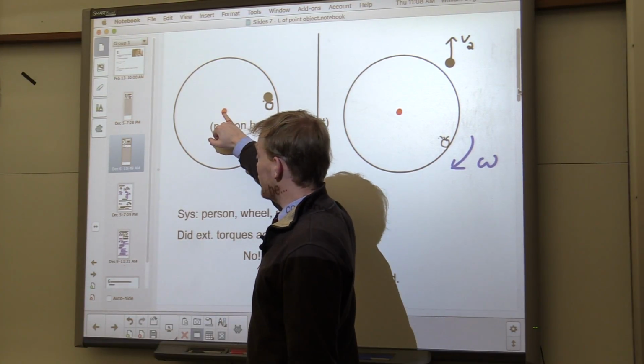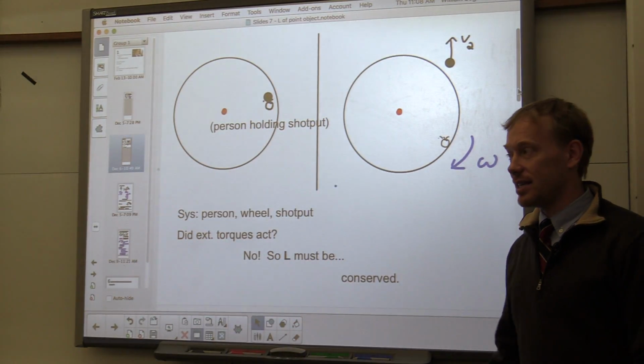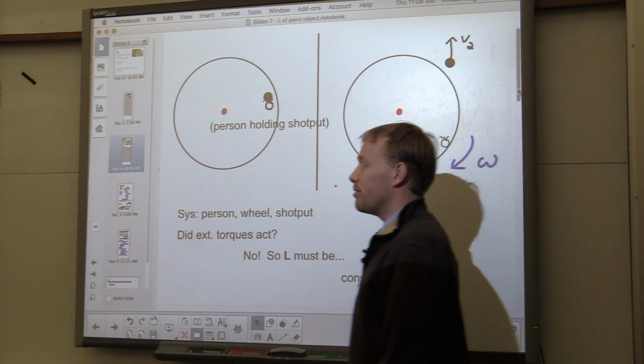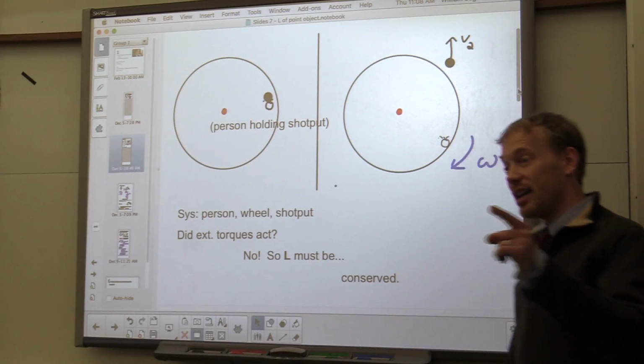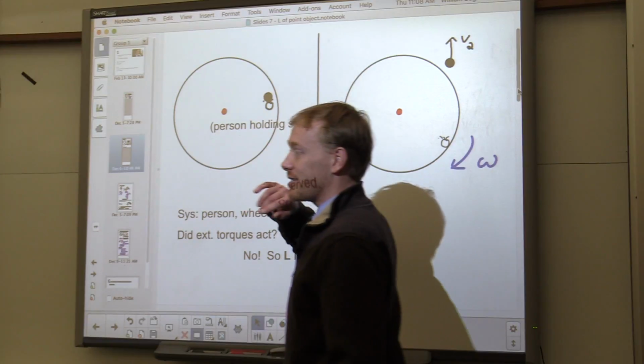No, because that force acted where? At the axis of rotation. We'll return to this idea 4 or 5 slides from now. But good spotting, there was an external force. It just wasn't an external torque because it acted at the axis of rotation.